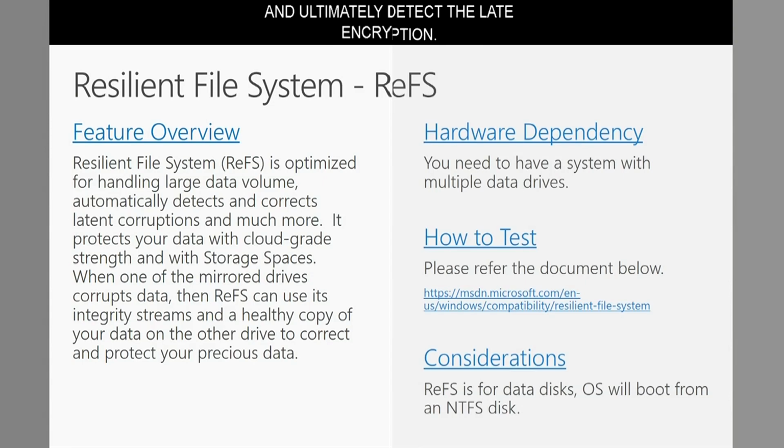So how does it work? When one of the mirror drives corrupts data, ReFS finds it, and ReFS tries to find a healthy copy of your data, and then gets this data back into the corrupted data. So it will overwrite the corrupted data, and you'll be able to feel safe, and your data will be protected by using ReFS and storage spaces. There's a hardware dependency as well, because this is storage spaces in a mirror device, so you need to have multiple data drives.